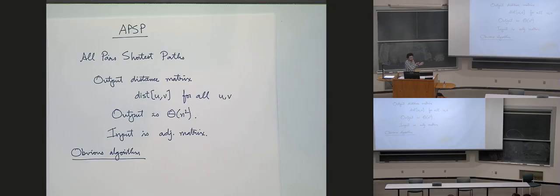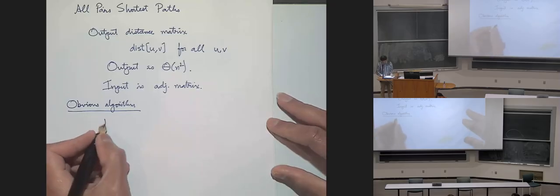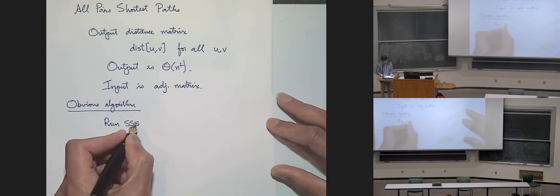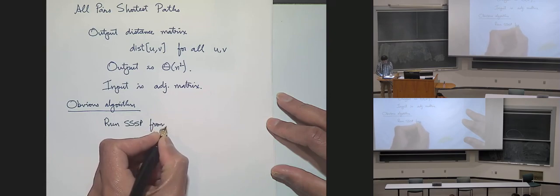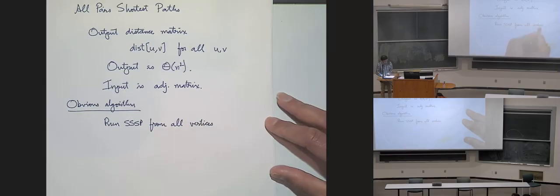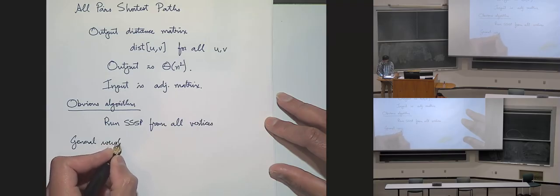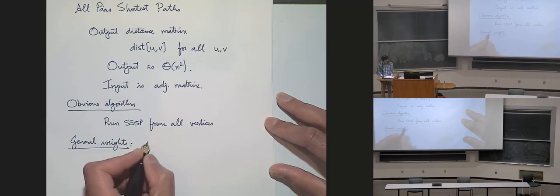We've just done single source shortest paths. So what should you do? Yeah? Just run it from every source, right? Run your favorite single source shortest path algorithm, SSSP, from all vertices. And so what will you get? So for general weights, that's going to be n Bellman-Fords.